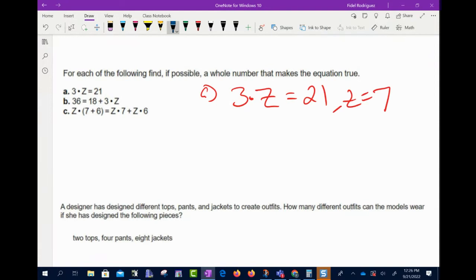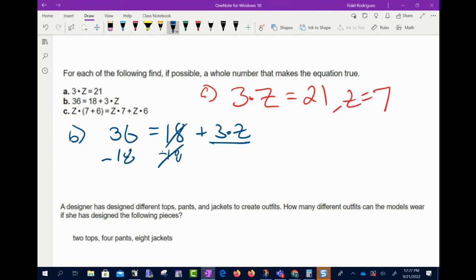Okay. Now, part B. Part B says 36 equals 18 plus 3 times Z. So the first thing we would probably say is, look, we're going to multiply 3 times some number, and then whenever we get our answer, we're going to add 18 to it, and we're going to end up with 36. So if I want to figure out what I have to multiply by so that I add 18 to it and get 36, we might first say, let's get rid of this 18 first, by subtracting it on both sides.